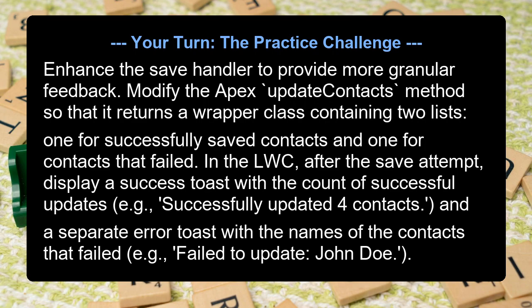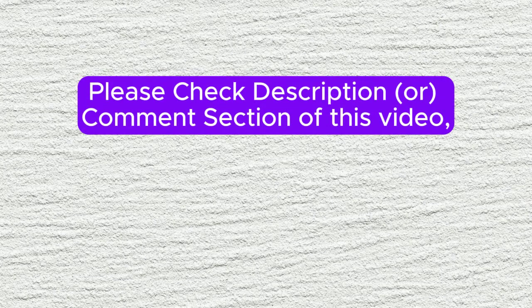Your turn, the practice challenge. Enhance the save handler to provide more granular feedback. Modify the Apex updateContacts method so that it returns a wrapper class containing 2 lists, one for successfully saved contacts and one for contacts that failed. In the LWC, after the save attempt, display a success toast with the count of successful updates, for example, 'Successfully updated 4 contacts', and a separate error toast with the names of the contacts that failed, for example, 'Failed to update John Doe'. Please check the description or comments section of this video.